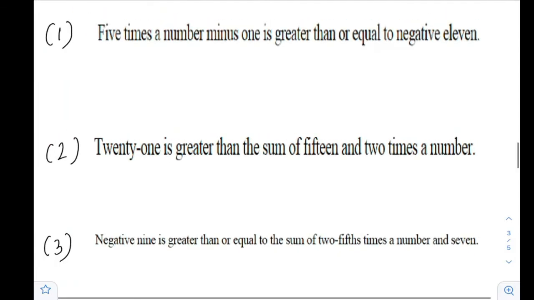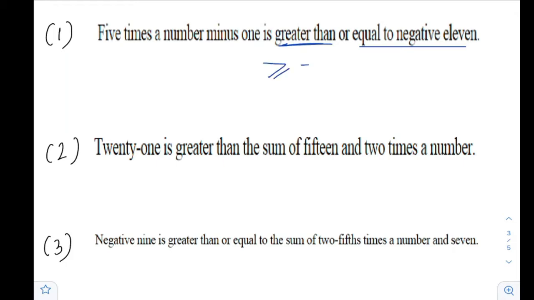5 times a number minus 1 is greater than or equal to negative 11. The end of this sentence is greater than or equal to negative 11, and we will start translating this part. 5 times a number, we will assume that the number is n, x, whatever. I will assume it is x. So we have 5 times x minus 1 more than or equal to minus 11.